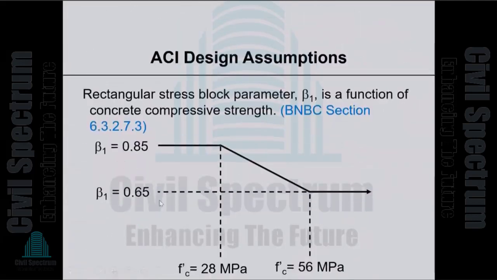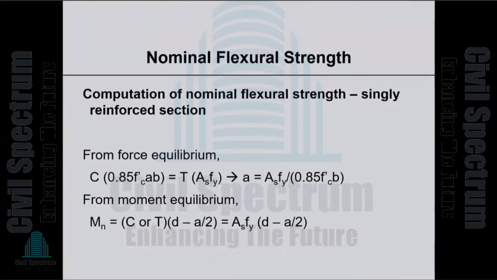Beta sub 1 is 0.85 up to a concrete strength of 4,000 psi. It drops to 0.65 at a strength of 8,000 psi, and beyond that, it remains level at 0.65. So 0.85 up to 28 MPa, 0.65 beyond 56 MPa, and in between 28 and 56, we do a straight line interpolation between 0.85 and 0.65.